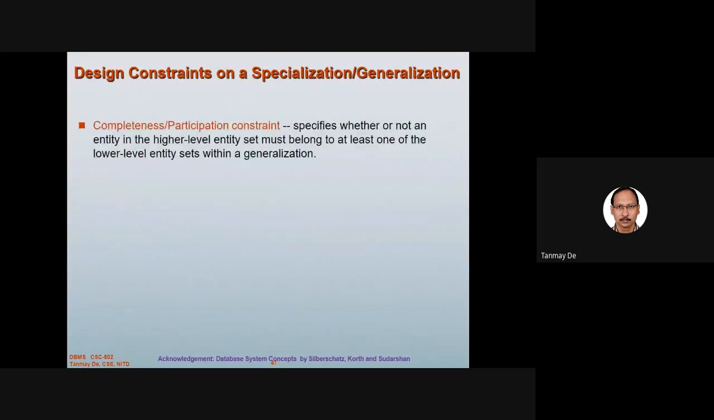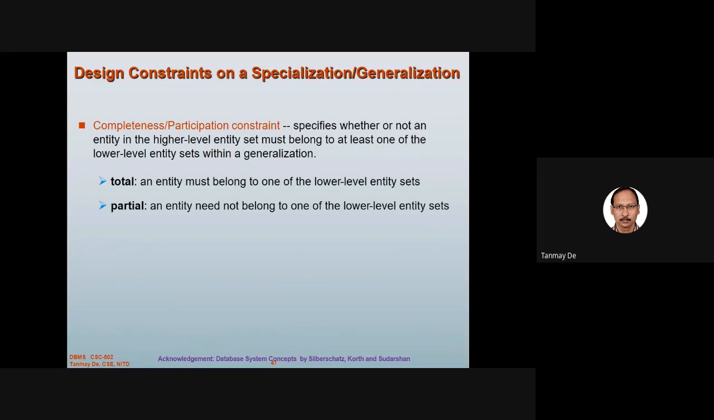So either complete participation, total participation, or partial participation. That is, in total participation, an entity must belong to one of the lower level entity sets. In case of partial, the entity need not belong to one of the lower level entity sets.